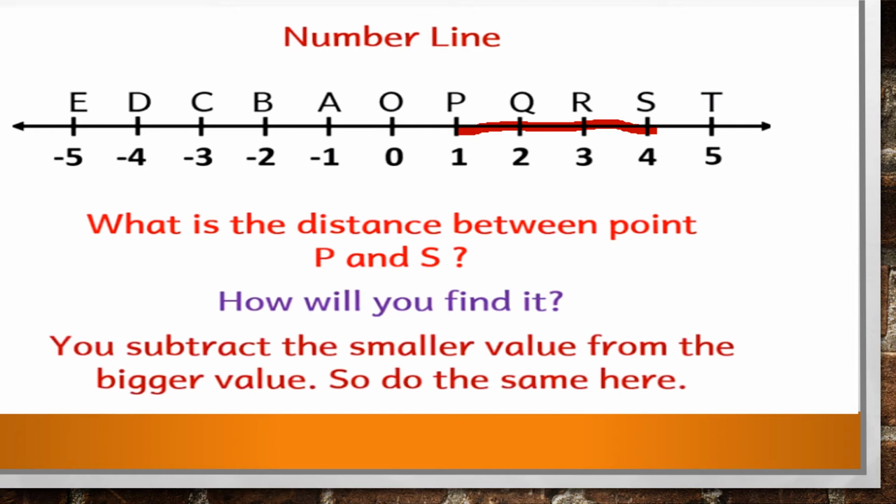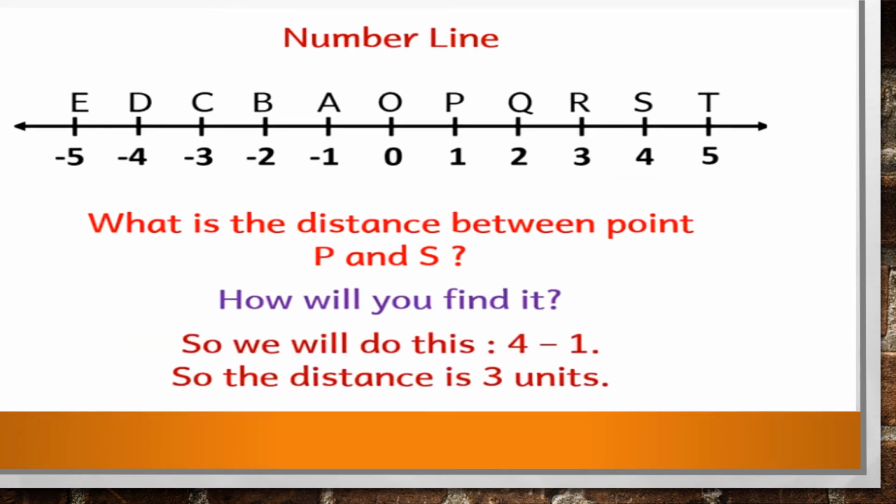What will we do? You subtract the smaller value from the bigger value. So 4 is the bigger value and 1 is the smaller value. So you subtract it and you get the distance. Okay, so you will do this 4 minus 1, and so the distance is 3 units.